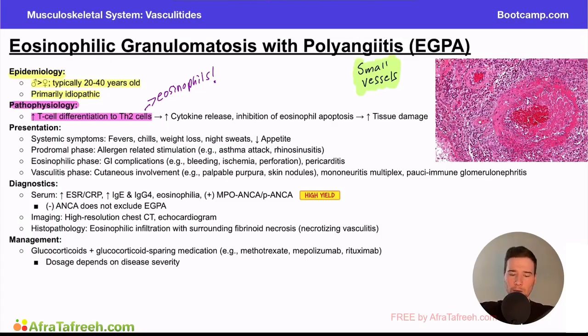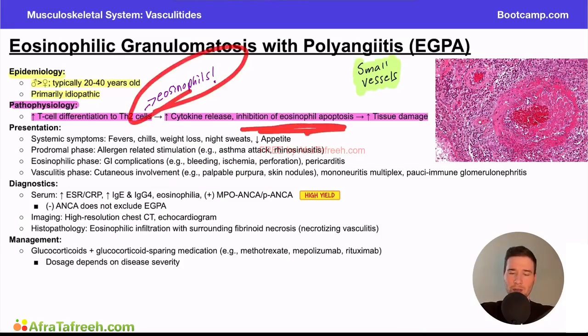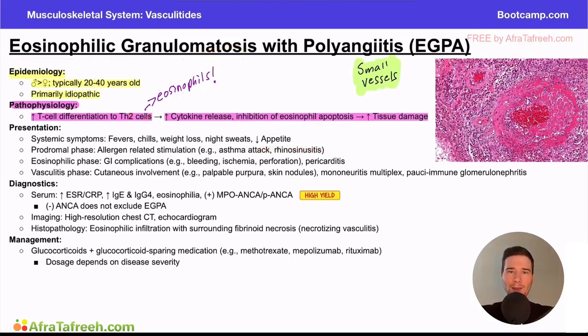Now, what happens? Well, increased cytokine release and inhibition of eosinophil apoptosis leads to increased tissue damage. So again, we have an increased amount of eosinophils. We have inhibition of eosinophil apoptosis or destruction of those cells. And what that's going to do is going to lead to an eosinophilic condition. We'll talk about a little bit more of that in the histopathology.